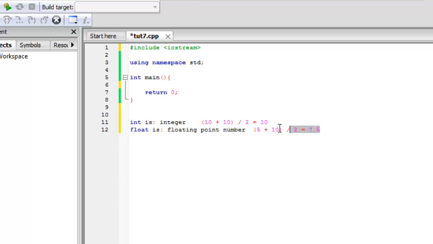So say you want to take this right here, 5 plus 10 divided by 2, and assign it to an integer. As far as C++ goes, it'll let you get away with that. But the only downside is the 0.5 will be truncated. Since it's an integer, it only holds on to the whole number. It just leaves off, it truncates the decimal, and it's lost forever. You can't recall that. So an integer is a whole number. Floating point contains a decimal.